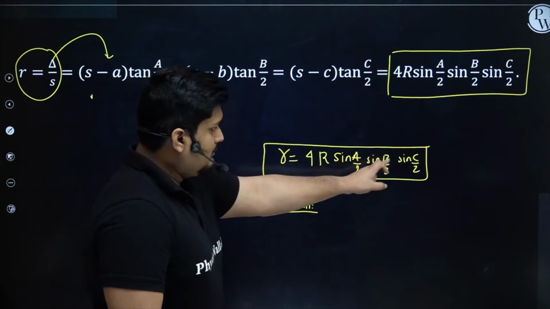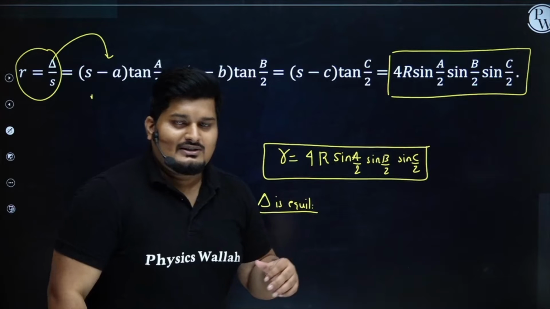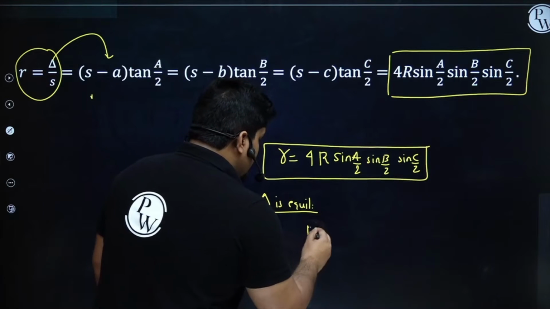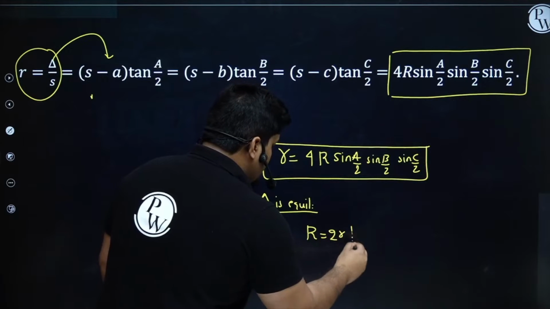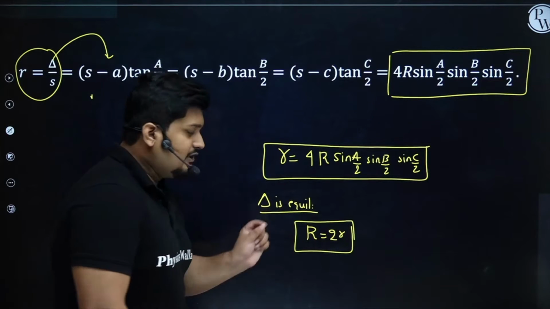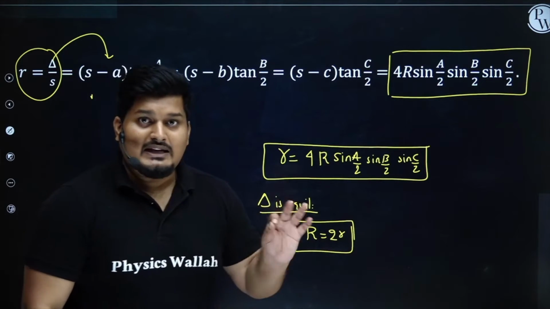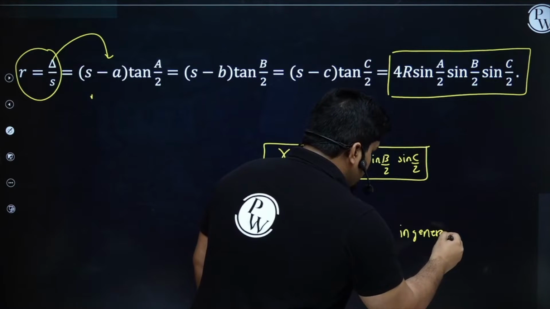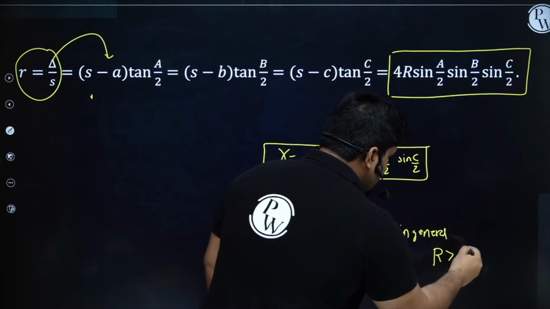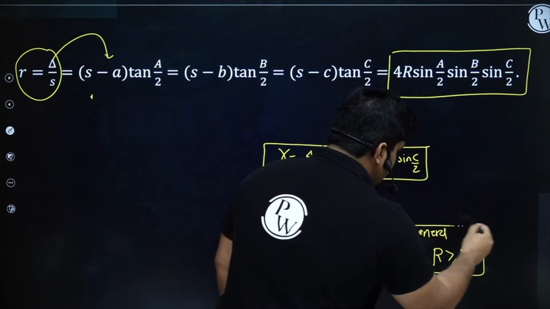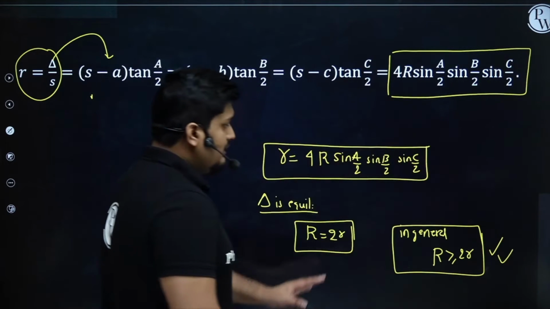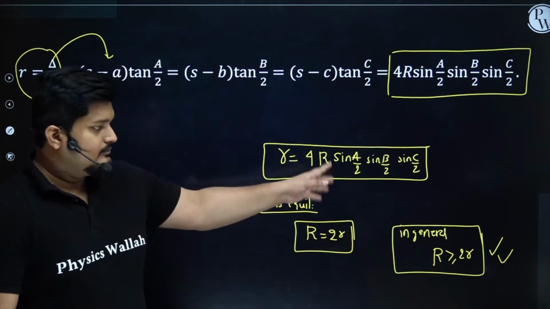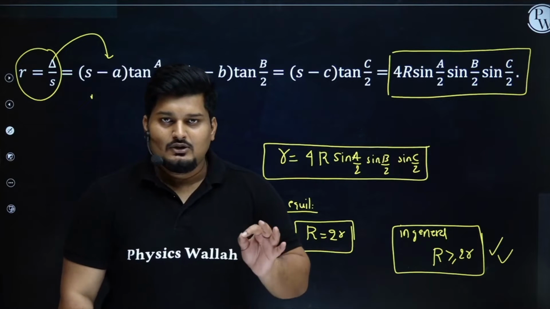You see 1 by 2, 1 by 2, 1 by 2. It all sine will become 1 by 2 here, sin A by 2, sin B by 2, sin C by 2. So your R will be equal to 2r. For an equilateral triangle, R will be equal to 2r, and in general, remember, this capital R is always greater than or equal to 2r. Remember this result. You might have direct problems on these two results. You have to remember it. Fine. Moving on.